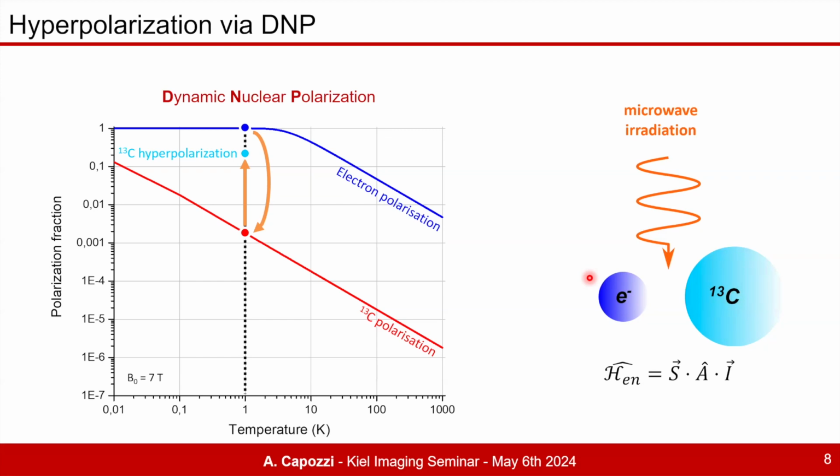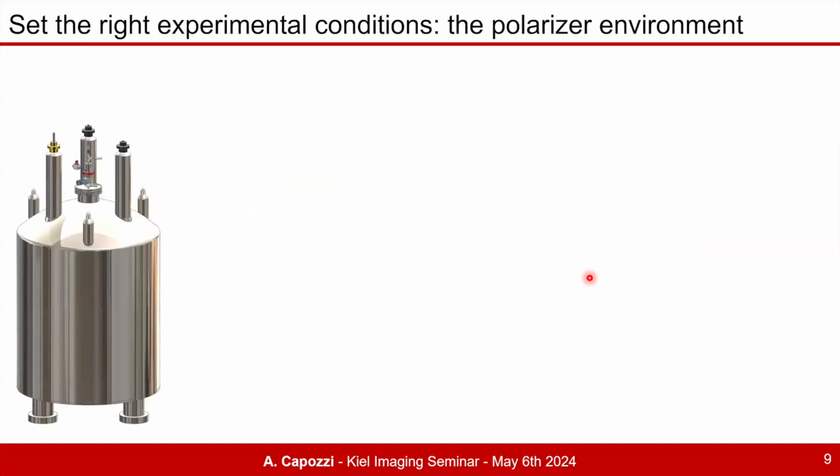So to perform dynamic nuclear polarization, the first thing we need is an apparatus that allows us to create the experimental conditions to achieve this polarization transfer. So the key element is a polarizer. A polarizer is no more than a magnet with a pole bore, because to prepare the electron spins for the polarization transfer, we need high polarization on the electron side. So we need magnetic field and low temperature.